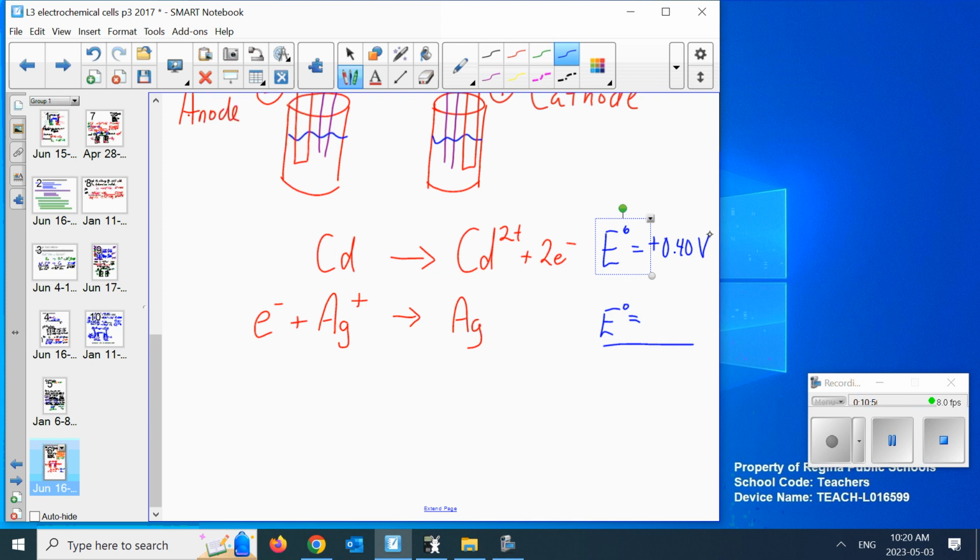You could put flat. I'm emphasizing the positive. And silver is 0.80. You're really good at looking those things up on a chart. That adds up to 1.2 total.